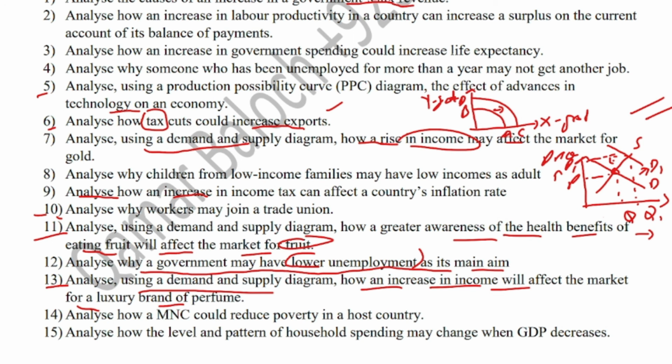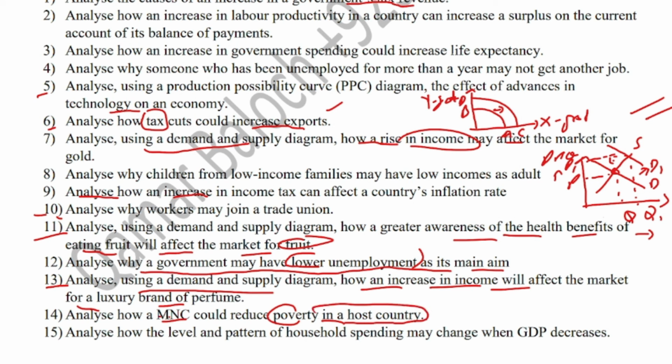Question number 14 says analyze how a multinational company would reduce poverty in a host country. Right, so poverty is when people don't have sufficient amount of income to satisfy their basic needs of food, shelter, clothing, and clean drinking water and basic medical facilities. So multinational companies, MNCs, are the companies that have operations in more than one countries, or they have production units in more than one countries.